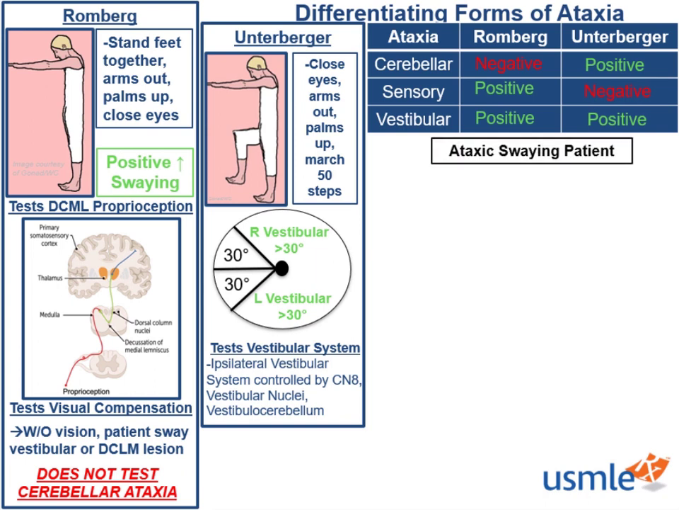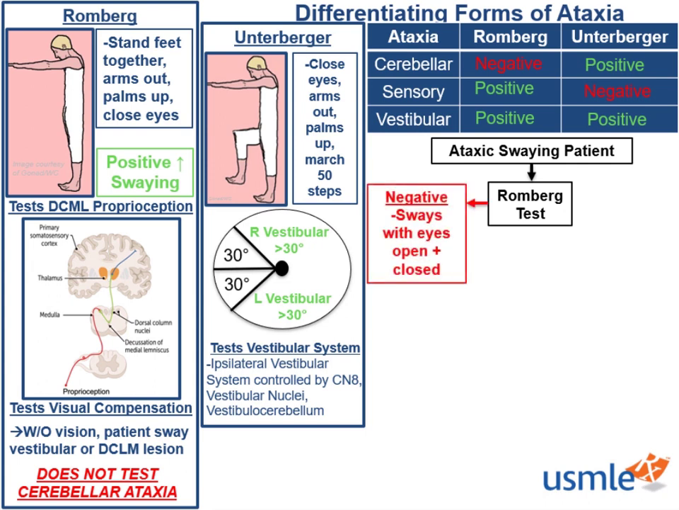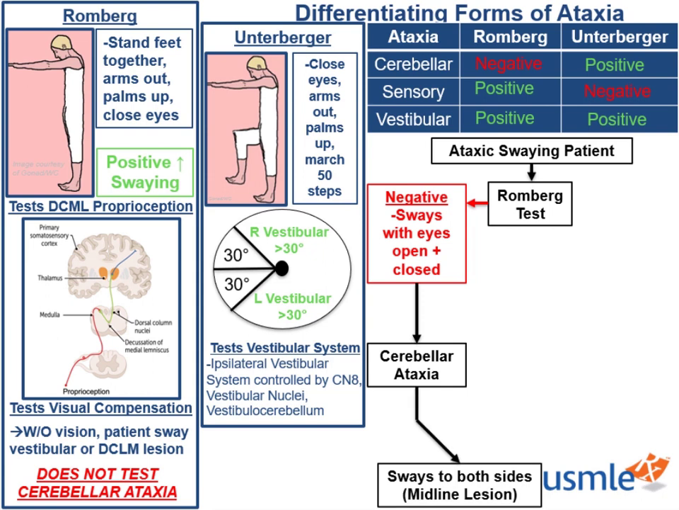When approaching an ataxic, swaying patient, start with the Romberg test. If it's negative and the patient sways with their eyes opened or closed, think cerebellar ataxia. If the sway is to both sides of the body, they're swaying left and right, think of a midline cerebellar lesion, such as to the vermis or floccular nodular lobe in their respective nuclei. If they sway to one side predominantly, think a lateral cerebellar lesion to the ipsilateral hemisphere and dentate nuclei.